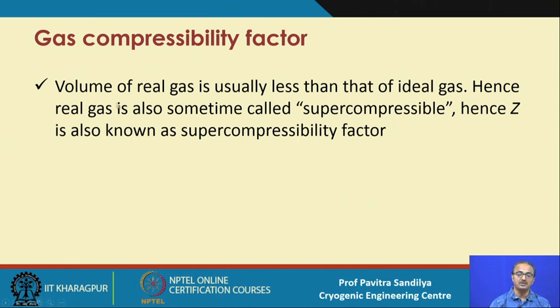Generally, it has been found that the volume of the real gas is less than that of the ideal gas. Less means as if it is occupying less space. Less space means as if we are compressing it extra, it is under more compression. If it is having less space, it is called, as if, super compressible. Real gas is sometimes called super compressible, and hence this Z is also sometimes called the super compressibility factor. But more common is the compressibility factor.